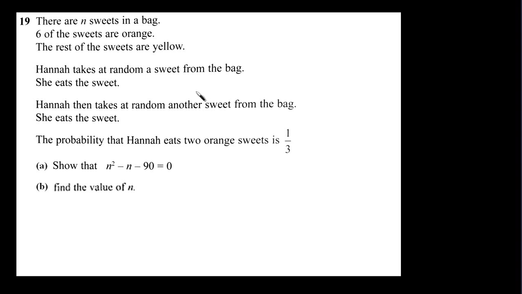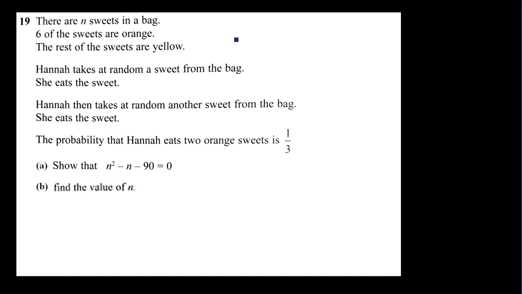She eats that sweet. So that's event number 1. Event number 2 is when she takes at random another sweet from the bag and she eats that sweet as well. And what we're looking at here is that the probability that Hannah eats 2 orange sweets is 1/3. So we're looking at these two events producing a 1/3 probability, and that's all to do with eating orange sweets. So if we think about what Hannah's actually done, first of all, she takes at random a sweet from the bag and eats it, and we're looking at the probability that it's going to be orange.